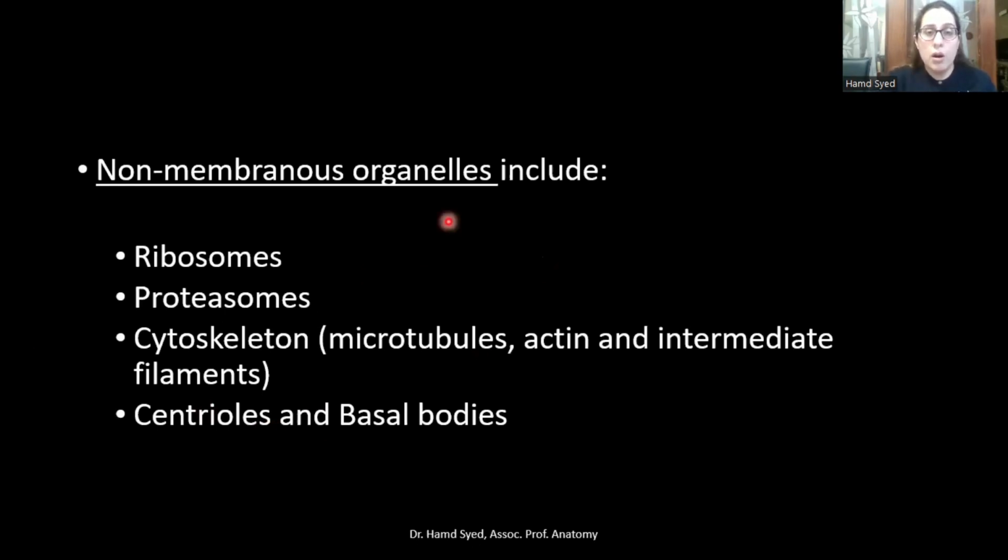Now, since we are saying that these are organelles, keep in mind they are metabolically active, but they just do not have a membrane. These are the ribosomes, proteasomes, the cytoskeleton. Now, this is the skeleton of the cell, which is made up of structures known as microtubules, actin, and intermediate filaments. Also, the centrioles and the basal bodies are included in this list.